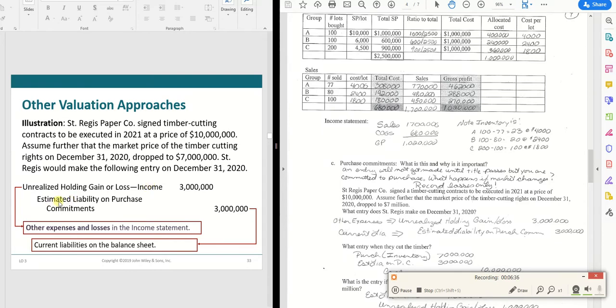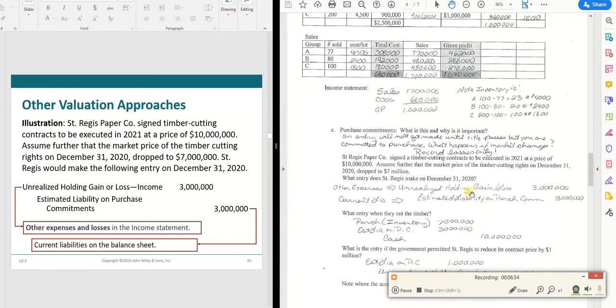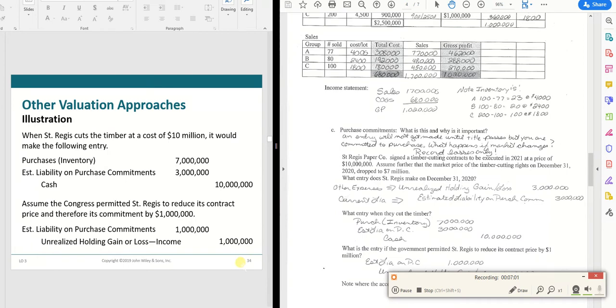And then I have an estimated liability on purchase commitments. So I'm worse off, so I have a liability. Or if you think about it, liabilities are credits, assets are debits. In this case, I do not have an asset because I only record losses. So I've lost $3 million. Okay? That's right there. So notice this goes in other expenses on the income statement, and that's a current liability.